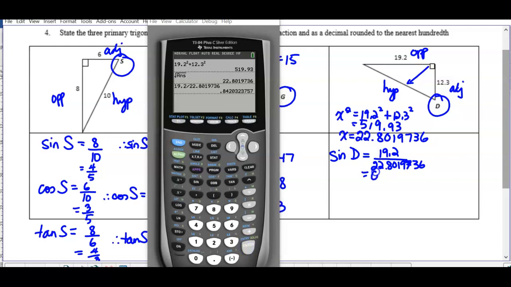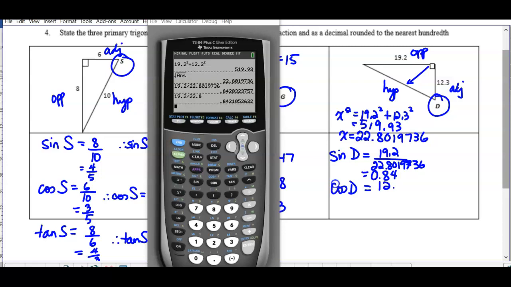Now I'm going to round that to 2 decimal places. Okay, let's see what would happen if I rounded the hypotenuse to 22.8. Turns out I'd still get the right answer in this case. Okay, cos of D, I'd still get the same answer rounded to the nearest hundredth there.